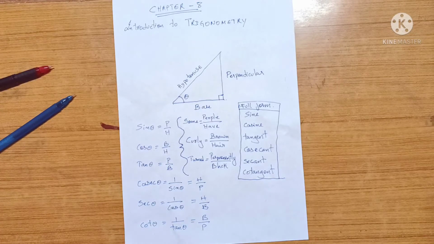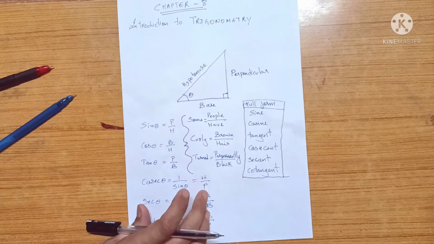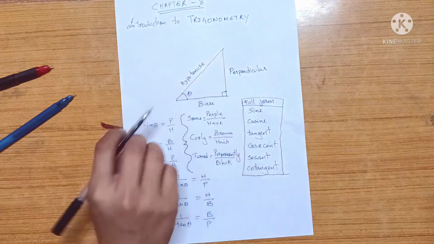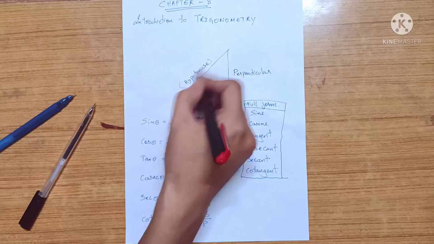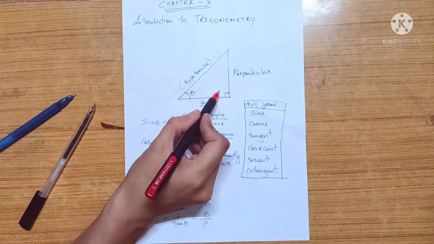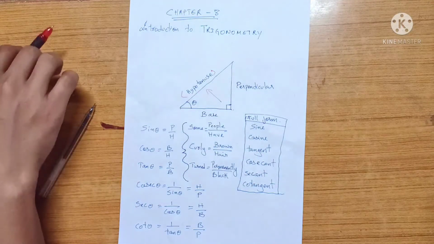So let's start chapter 8, Introduction to Trigonometry. I hope everyone knows what a right angle triangle is and the properties of a right angle triangle. At least you know what the hypotenuse is. Hypotenuse is the longest side and it is always opposite to the 90 degree angle. Wherever the 90 degrees is, the opposite side is called the hypotenuse.